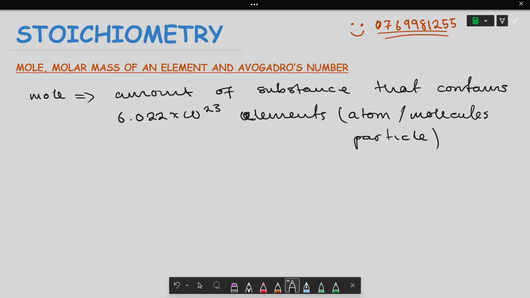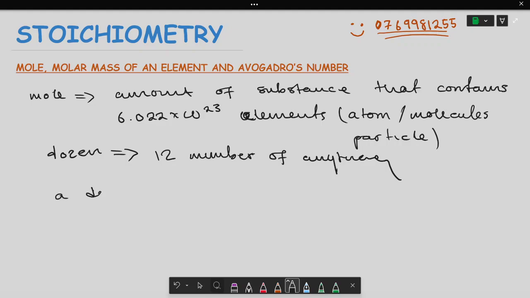So if we really want to understand what a mole is, the best example that we can use is a dozen. What is a dozen? We understand a dozen to be 12 of anything. For example, we can say a dozen eggs, and we understand a dozen eggs to be 12 eggs. If we say 2 dozen eggs, we understand that to be 24 eggs.